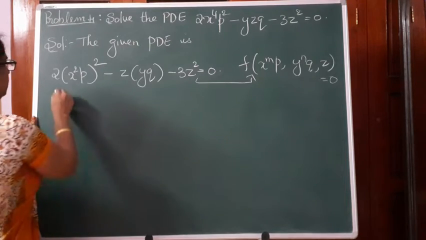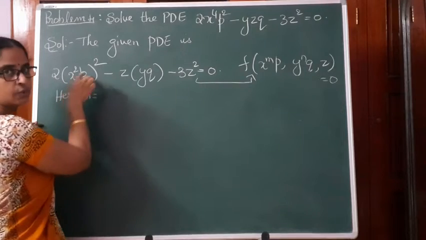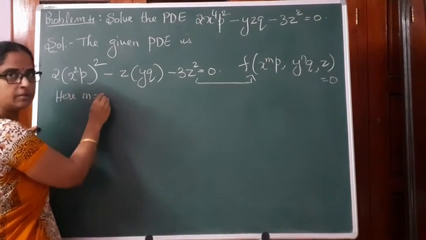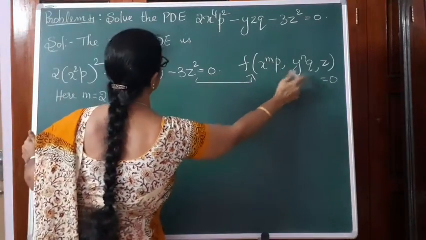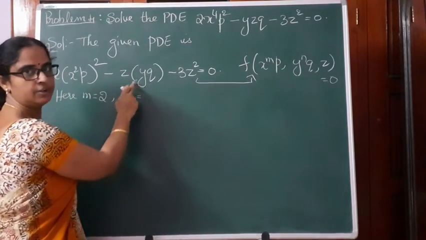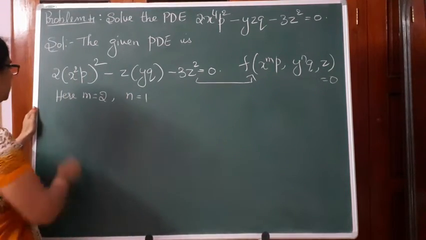So what is m here? x^m into p, that is x square p. So here m is equal to 2. And what is n here? y^n into q. What do we have here? y into q. So what is n? n is 1. So what are the substitutions we take?